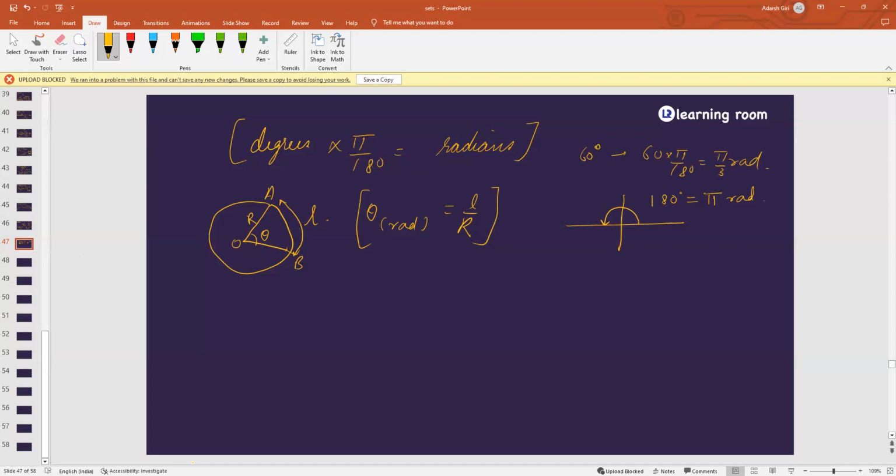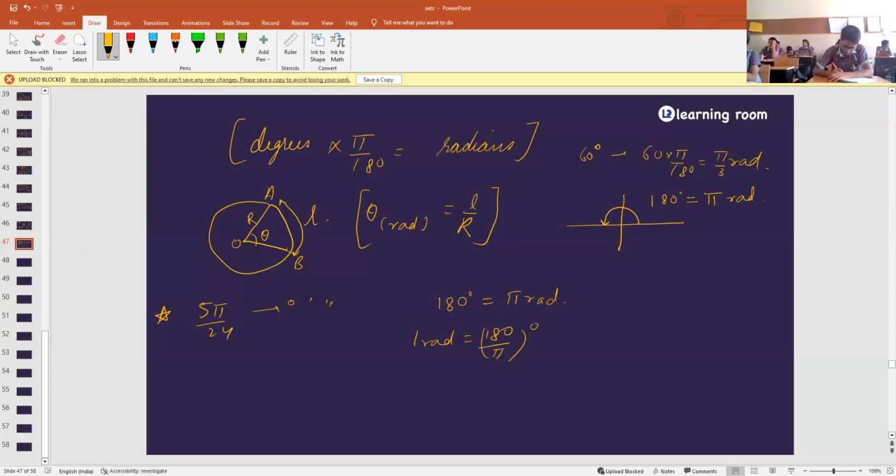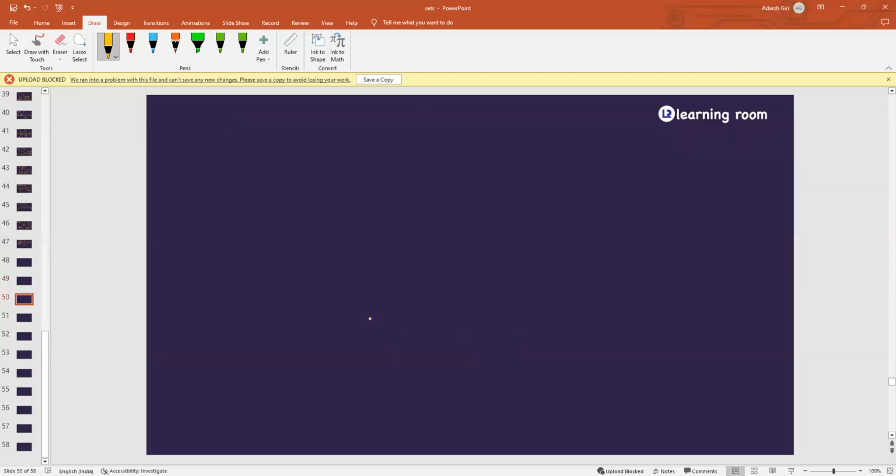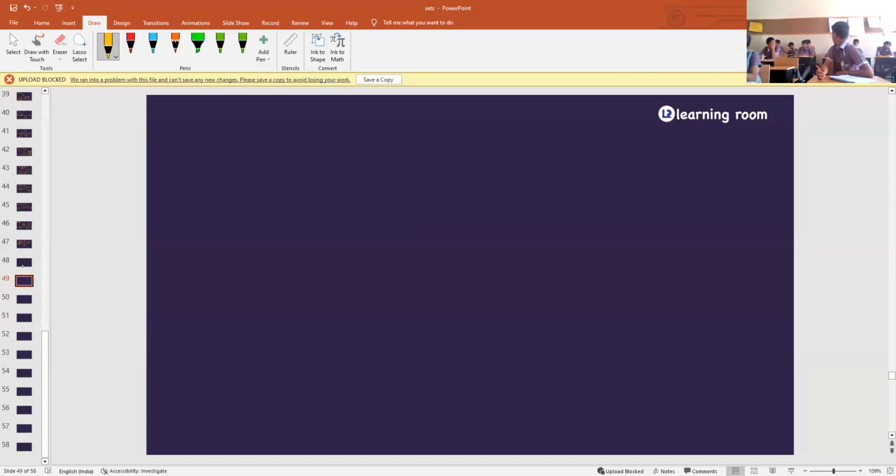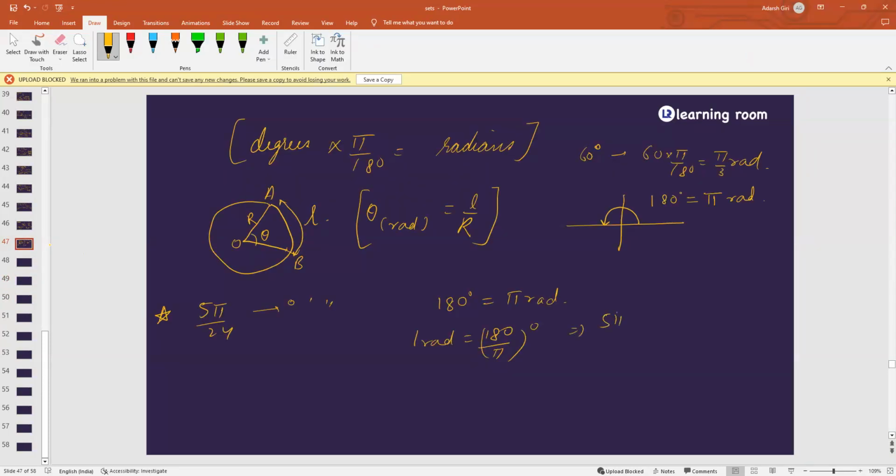Okay, so let us solve some questions. You have to convert. So I'll just show you how to solve one of them. For example, if you are converting 5 pi by 24, this is in radians, and we have to convert it into degrees, minutes and seconds. Okay, so how do we do that? First of all, we know that 180 degrees comprises pi radians, right? Now, 1 radian will be what? 180 by pi degrees? Yes or no? Yes, sir. Unitary method. So, how many radians do we have? 5 pi by 24.